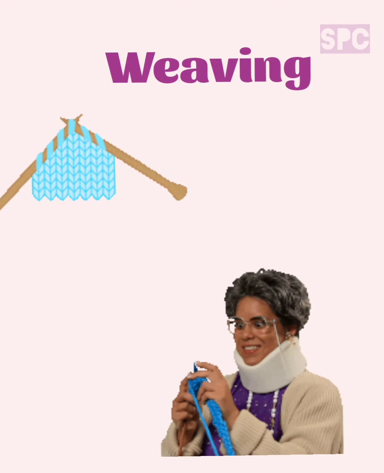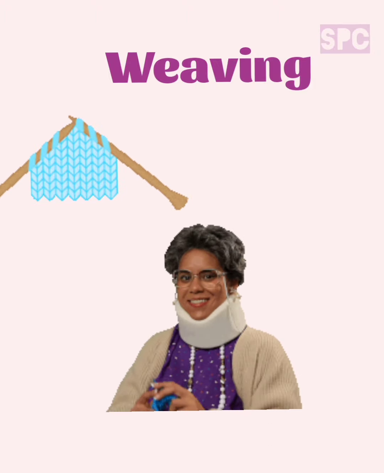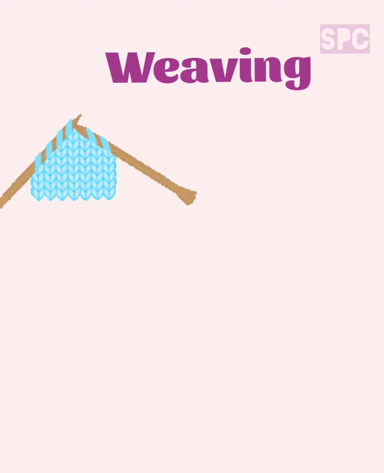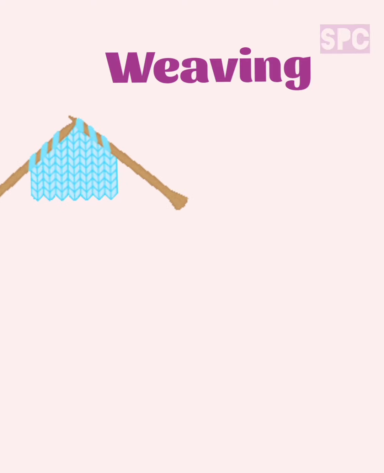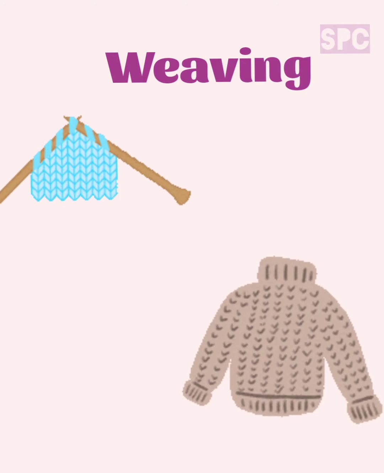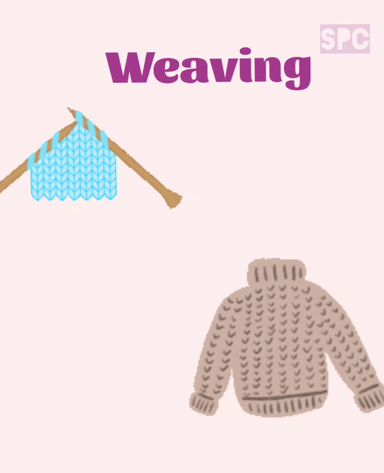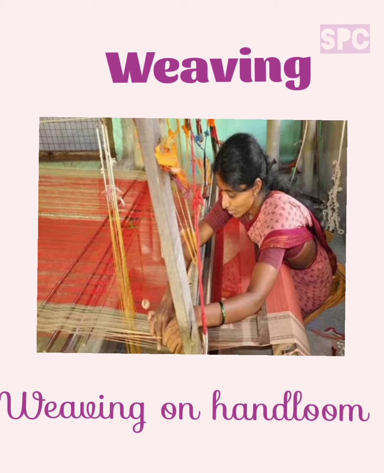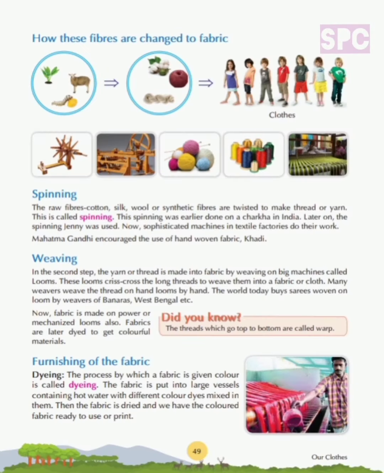Children, you must have seen your mother or grandmother knitting sweaters. They use knitting needles to crisscross woolen yarn, and as a result of this crisscross process, the sweater is made. Similarly, handlooms are used by weavers in many parts of our country who use silk threads to weave beautiful silk saris which are in high demand all over the world. Let's move on to the next stage, which is furnishing of the fabric.